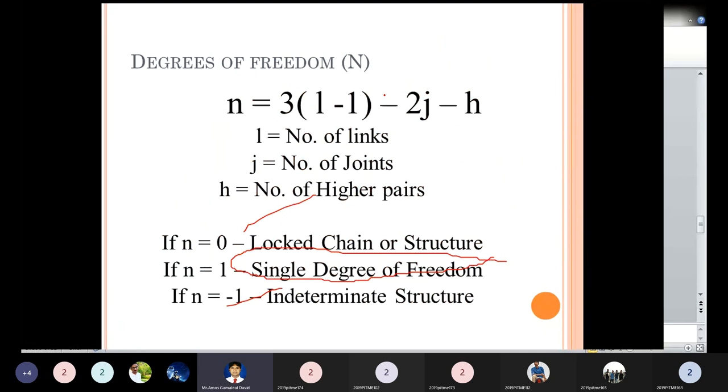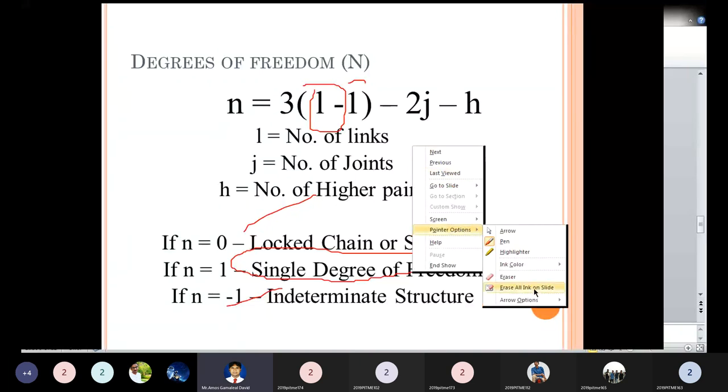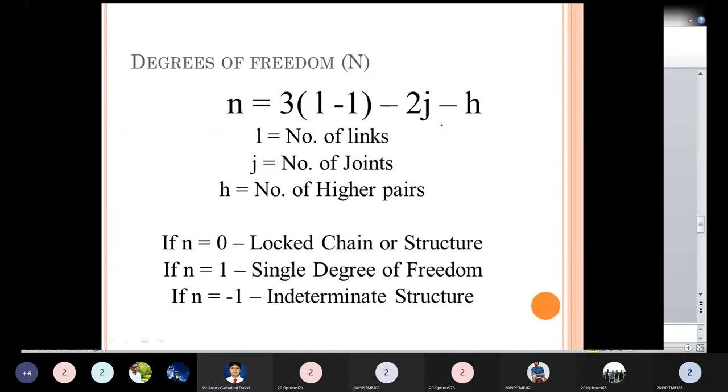Now put it in the formula. 3 into 5 minus 1 minus 2 into 5. Tell me the answer. 3 into 5 minus 1 is 4. 4 threes are 12. 12 minus 2 into 5 is 10. 12 minus 10 is 2. Correct answer. Plus 2.